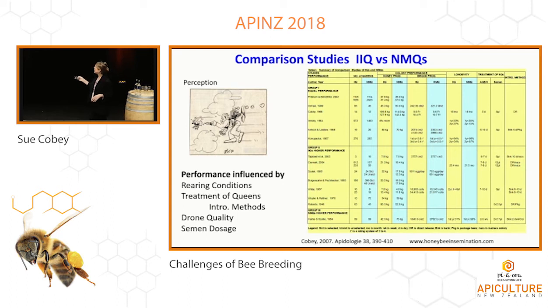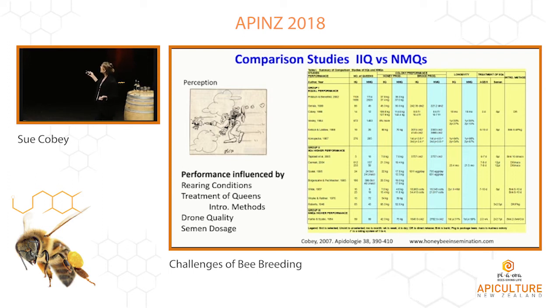authors evaluating naturally mated queens and instrumentally inseminated queens. The natural mates are in blue, the inseminated queens are in yellow. These are the number of queens they evaluated. They're looking at honey production, brood production, longevity. In this group of authors, they said there was equal performance between these two groups. In this group, they said the inseminated queens were higher performing, and that's really based more on selection. And in this one group that is cited often, it says the natural mates are higher performing.